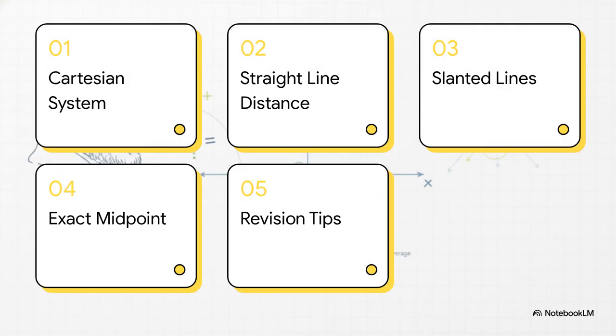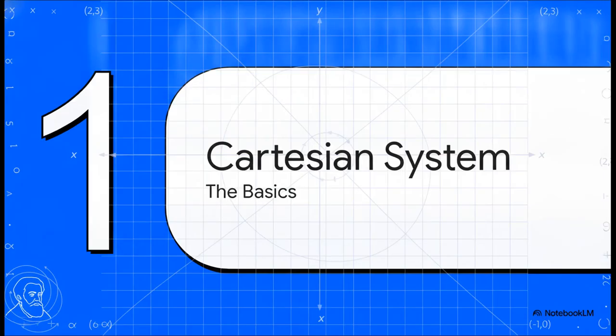Okay, so here's our game plan for today. We've got 5 key sections to master together: the Cartesian coordinate system, distance on straight lines, slanted lines in Pythagoras, finding the exact midpoint, and finally we'll wrap up with some crucial formulas and revision tips. Let's dive right in with Section 1, the Cartesian coordinate system.